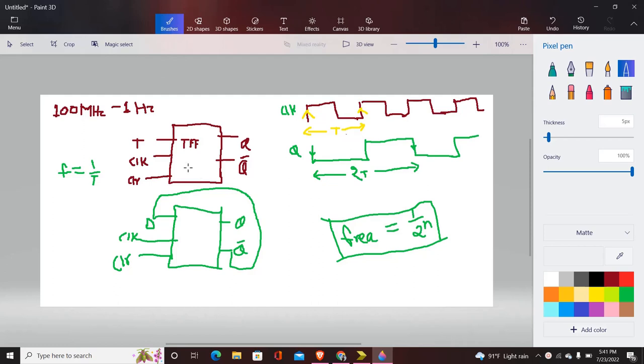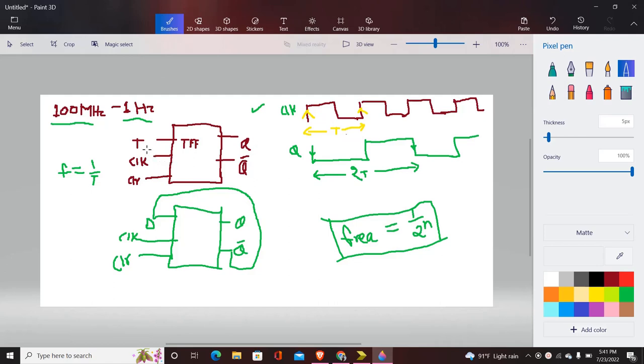We know that the frequency is divided with the help of flip-flops. Here it is the high frequency, 100 MHz, and it is the low frequency, so we need to divide it. Now we are discussing the requirement of flip-flops that can help to divide the frequency. So I'm just going to clarify some points regarding the frequency division.